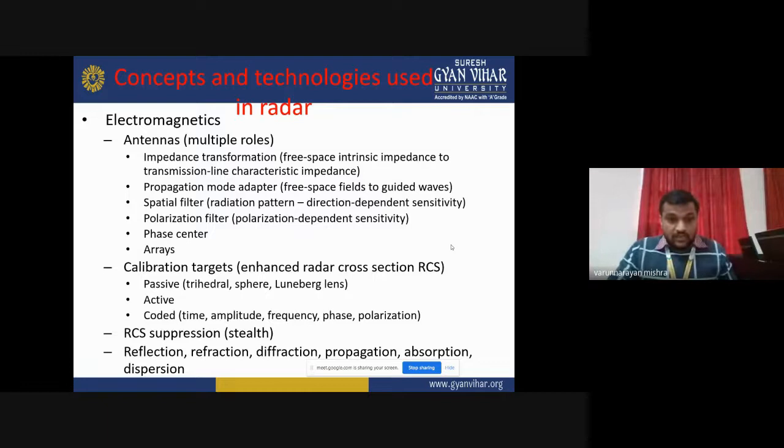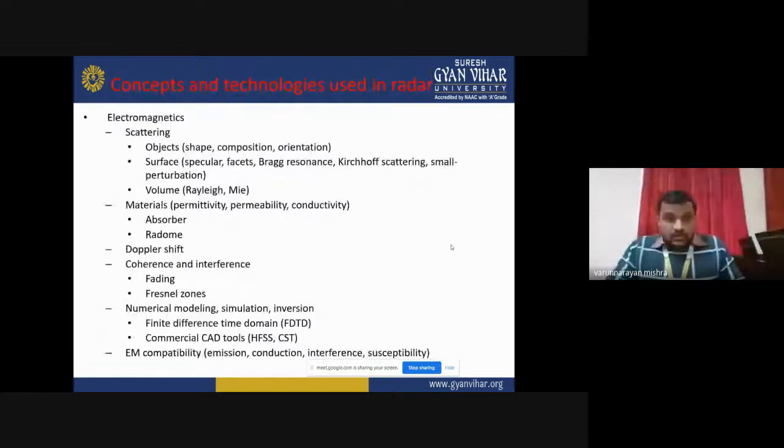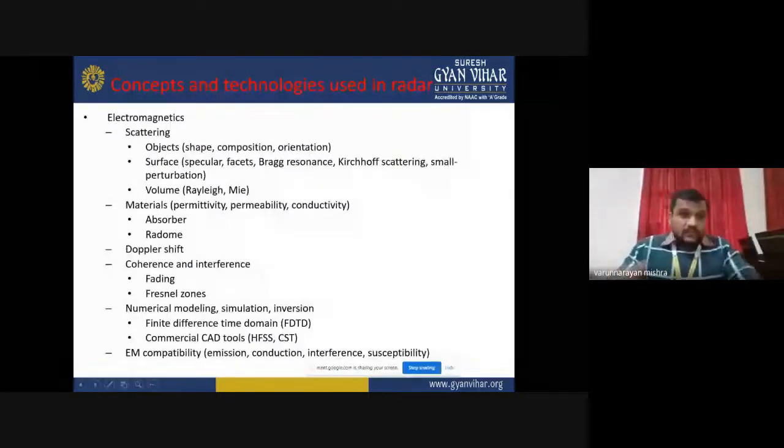Polarization is very important. Calibration is already discussed with all of you. Calibration is very important. Whatever the signal is received by the sensor, it should have some calibration. Okay, so these are another kind of terminologies.